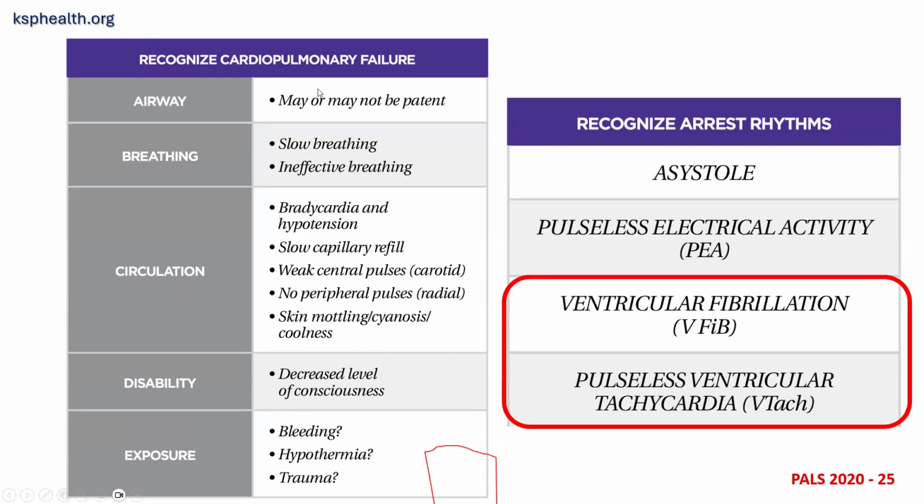When you see the arrest rhythms, look for the following things, running through ABCD real fast. Airway open? Is the patient breathing effectively or slowly? Is the circulation good? Bradycardia, hypotension, look at the pulse. Weak central pulse? Is there any discoordination between peripheral and central pulses? And skin changes like mottling, cyanosis, and coolness. And disability, decreased level of consciousness. And look for bleeding, hypothermia, and trauma, which need to be surveyed real quick. If you're experienced, all of this can be done real quickly when you are assessing the arrest rhythms.